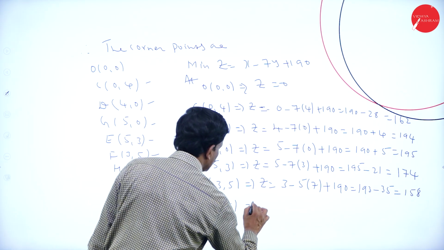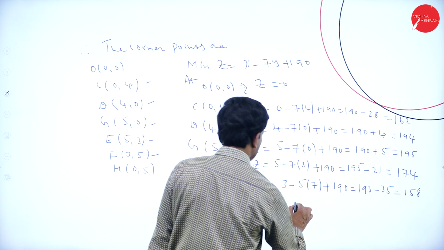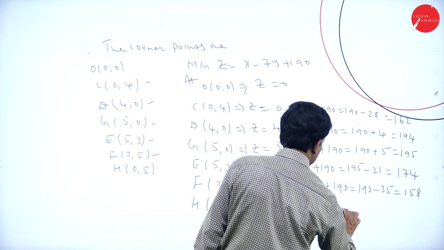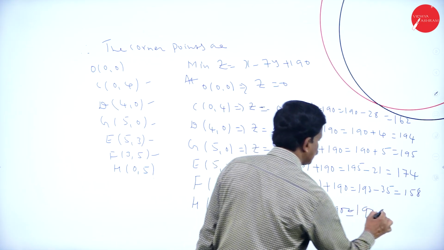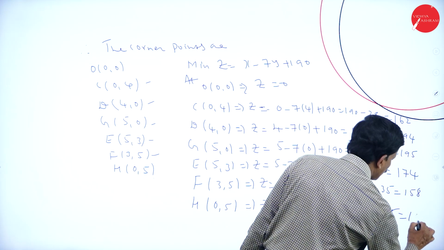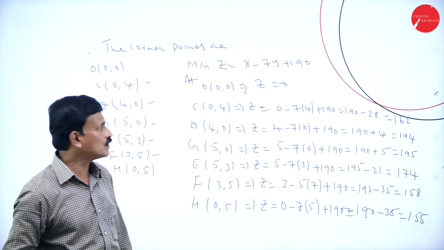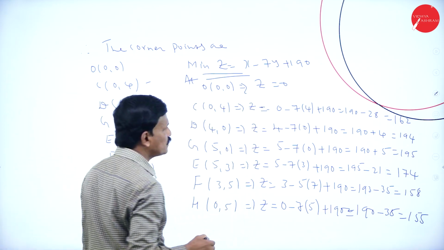0, 5. We have Z is equal to, x is 0 minus 7 into y is 5 plus 190. This is 190 minus 35, which is equal to 155. Now these are the required values. Now what is required to find? So the minimum of Z. What is the minimum of Z here?